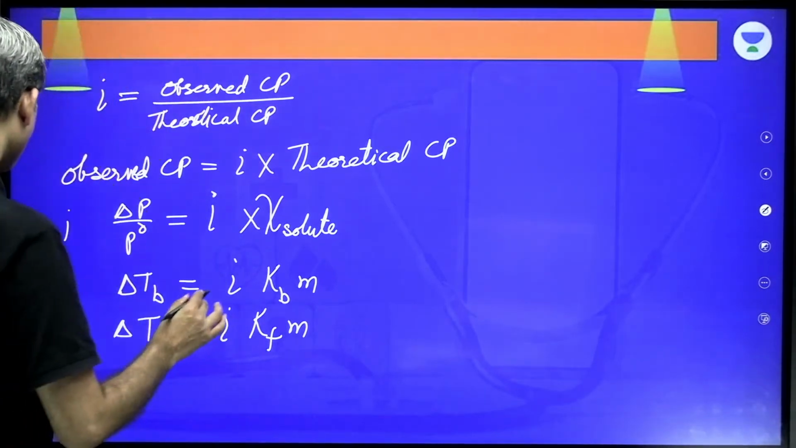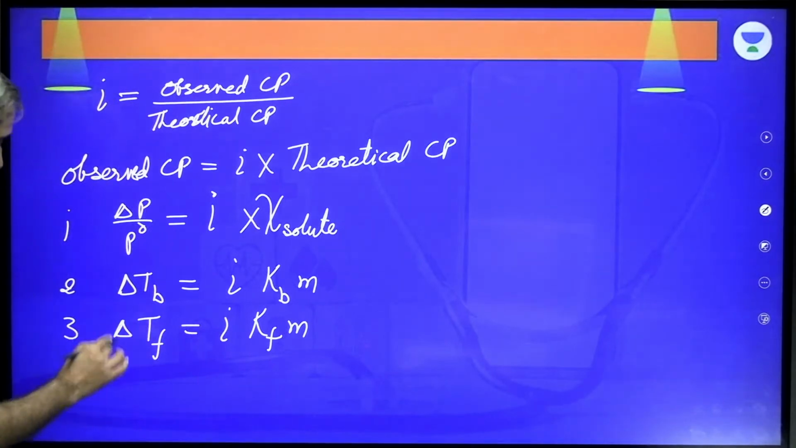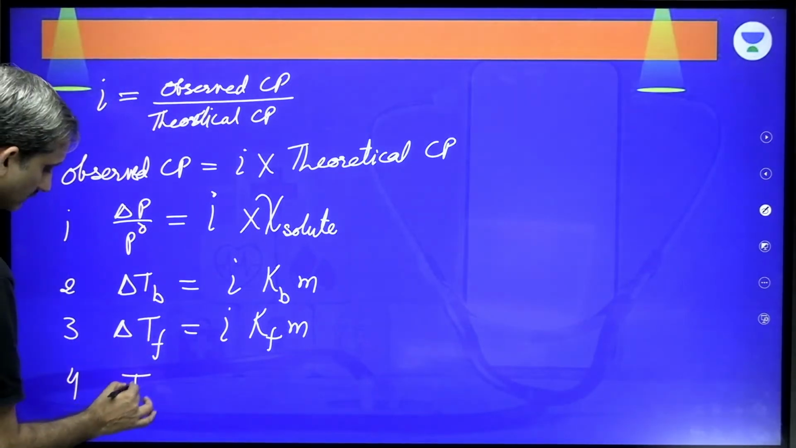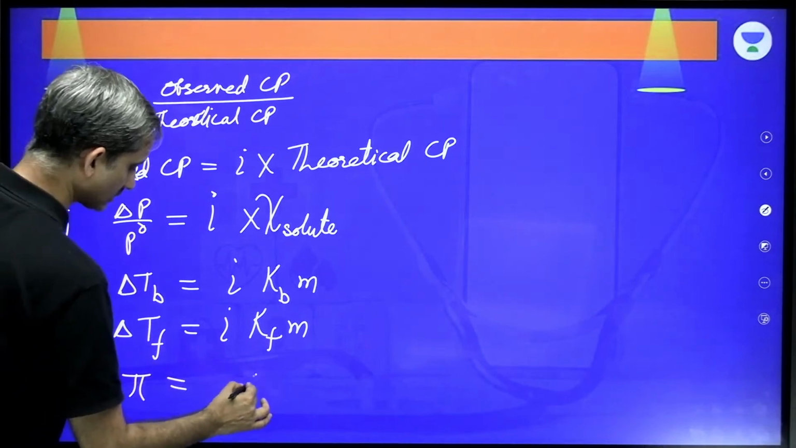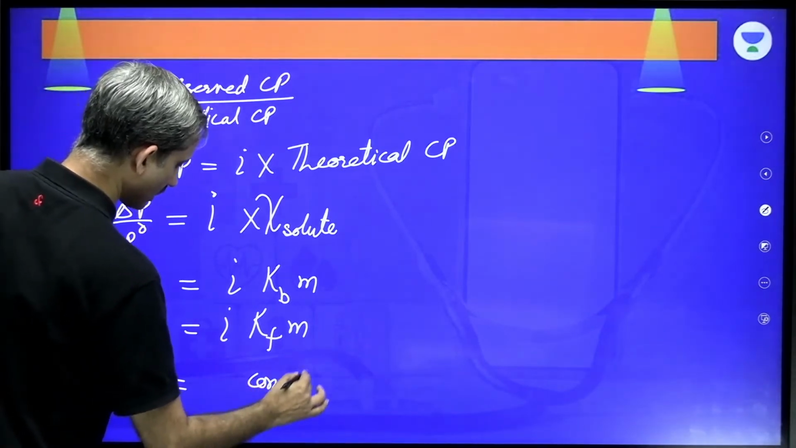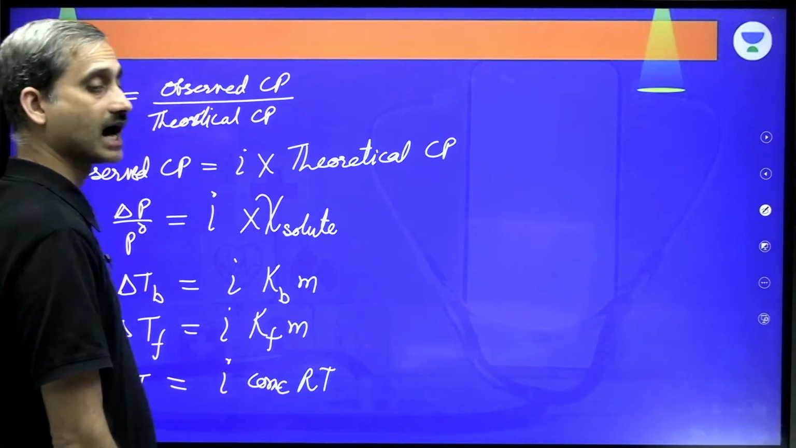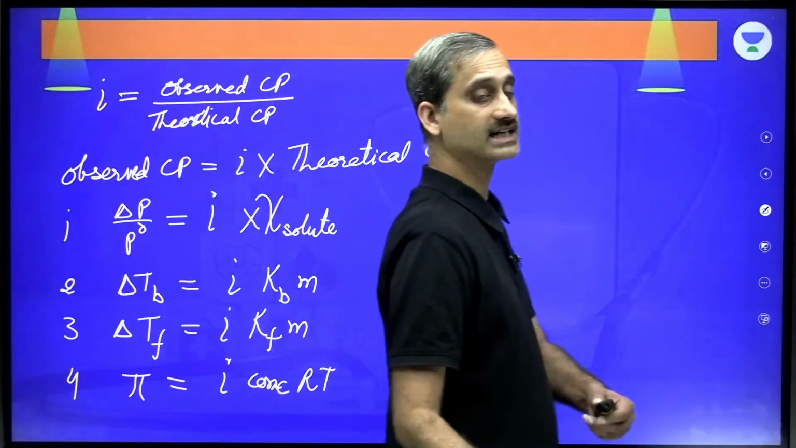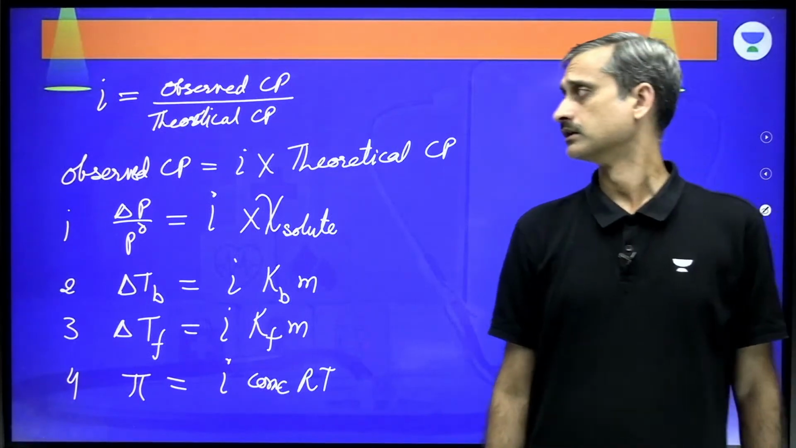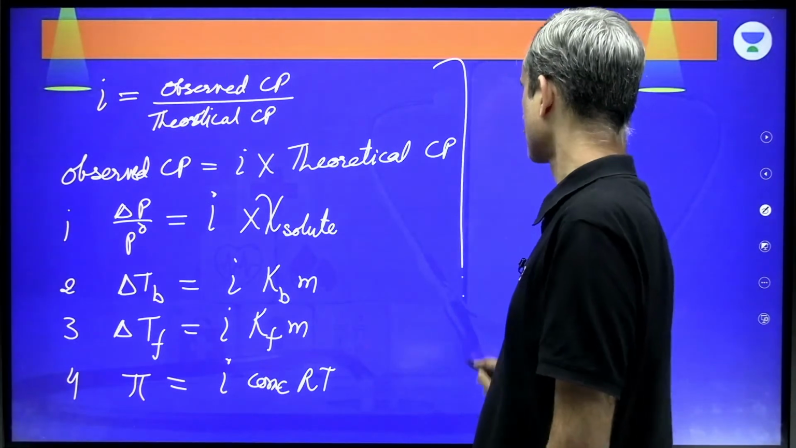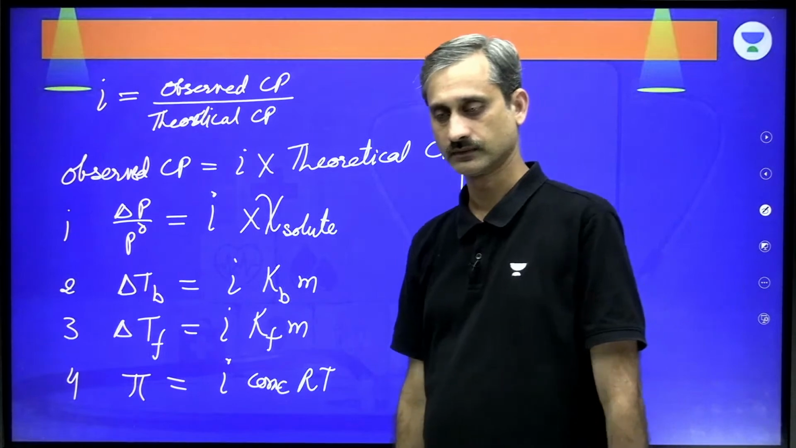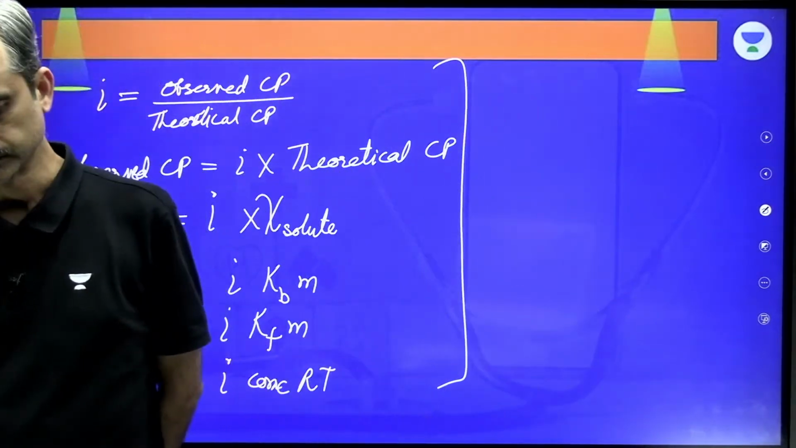Is this clear? And then we have something called the osmotic pressure. Osmotic pressure pi is equal to concentration times RT. You need to multiply again with the Van 't Hoff factor to get it. It is equal to iCRT. This is what we need to understand. Anything you would like to ask here?